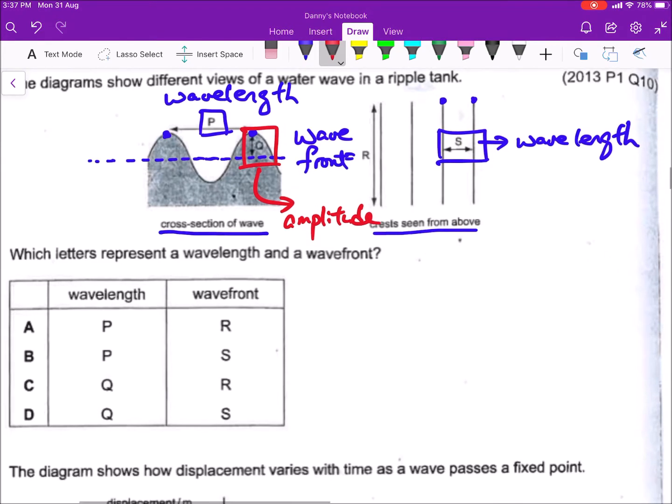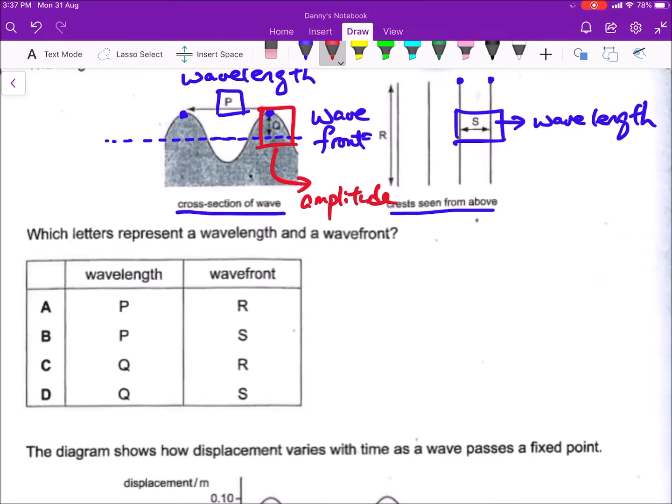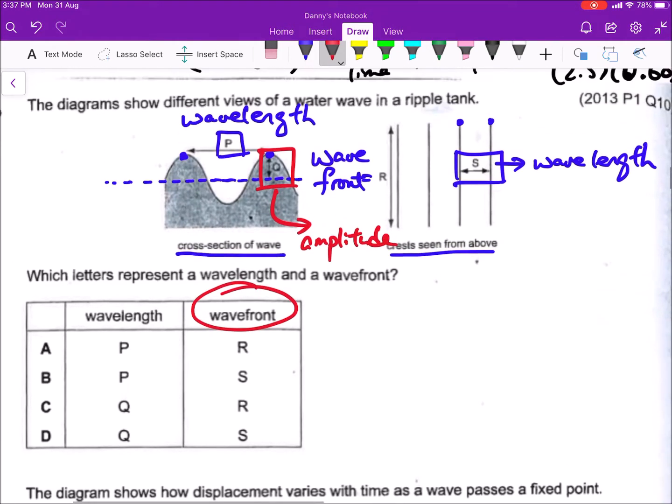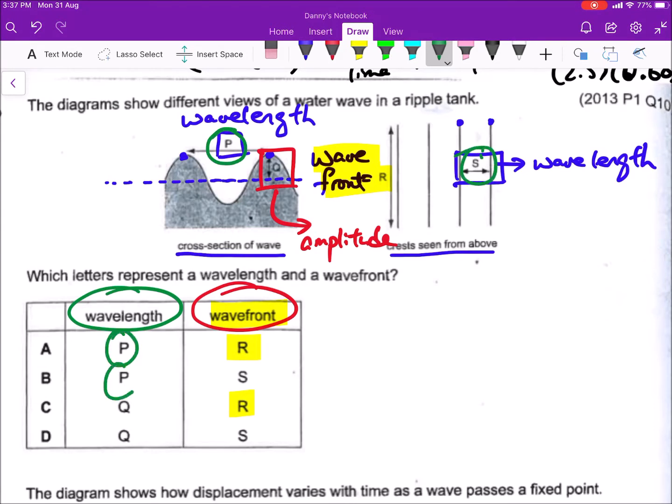So knowing all these terms, we can now look at the options given. Wavefront is given by R. And if we look at wavelength, wavelength is given by P. It is also given by S. So P, P. This means that A must be my answer.